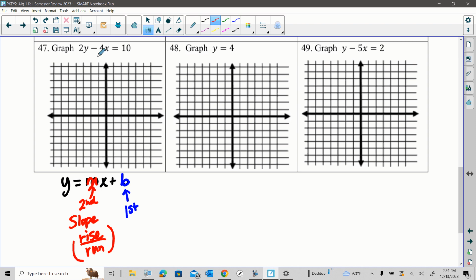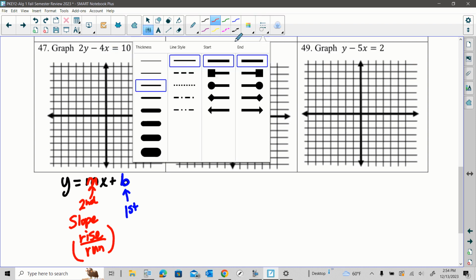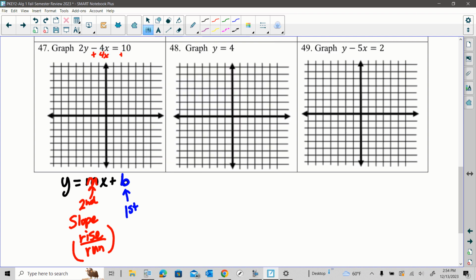Okay. So this equation is not in slope-intercept form. So we need to first put that in slope-intercept form by adding the 4x to both sides. So this term would cancel. All right, so I'm going to rewrite it over here to the side. I know we don't have a lot of room. So this is going to turn into 2y equals 4x plus 10. We still have a number with the y, the coefficient, so I have to divide everything by the 2. Okay, so now I can see that the equation is really y equals 2x plus 5.